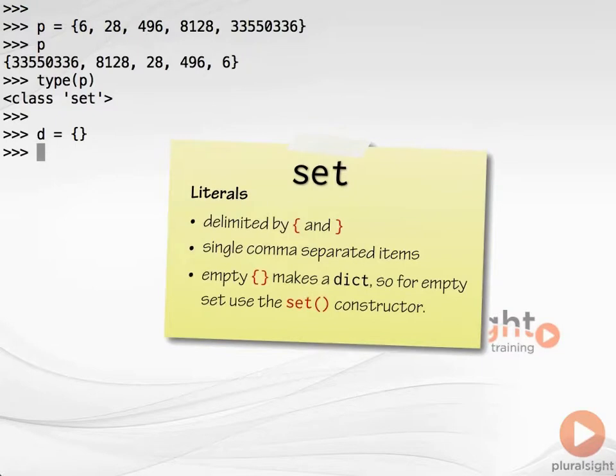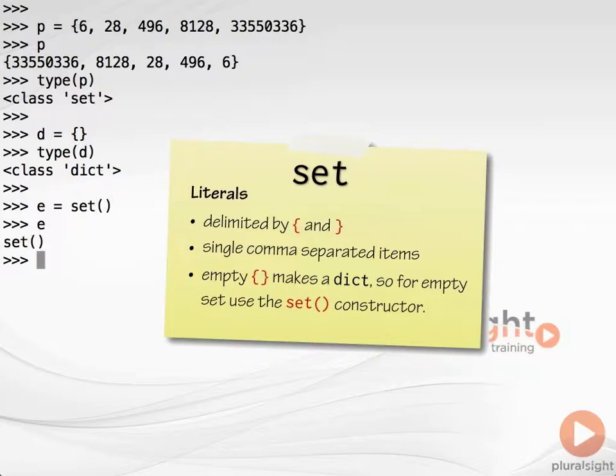Recall that empty curly braces create an empty dictionary, so to create an empty set we must resort to the set constructor, with no arguments. This is the form that Python echoes back to us too.